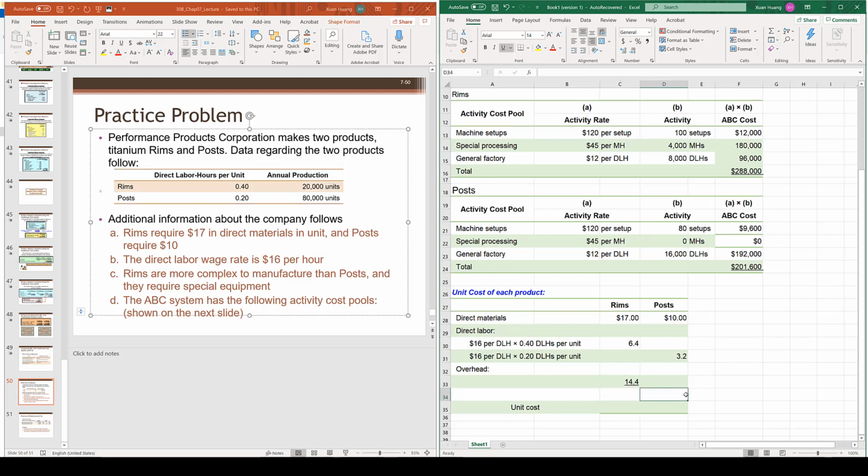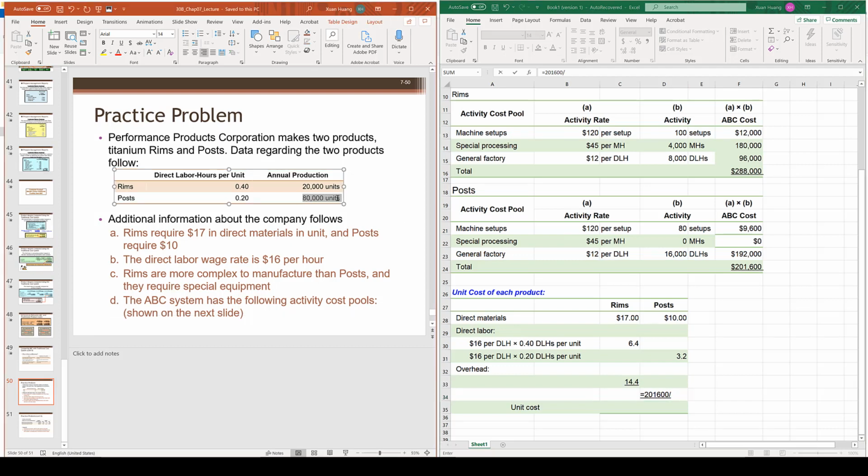To get unit overhead cost for posts, we use the total assigned overhead cost, 201,600, divided by total units. Total units here for posts is 80,000. So we divide it by 80,000, and we get the unit overhead cost for posts: $2.52.